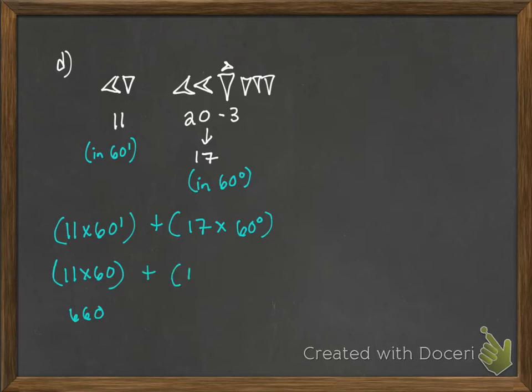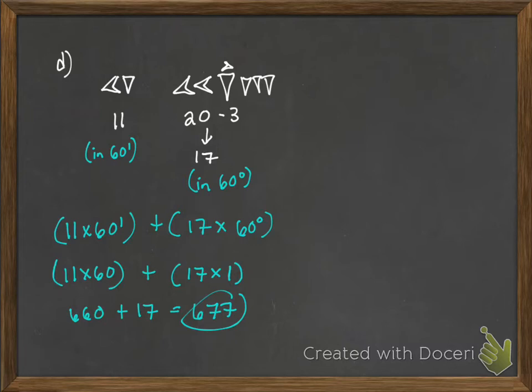Plus, now I have 17 times 1, which is going to give me 17. So 660 plus 17, if you put that in your calculator, you get 677. Okay, so that's what that translates into.